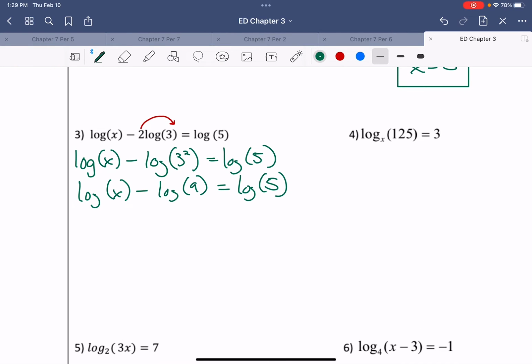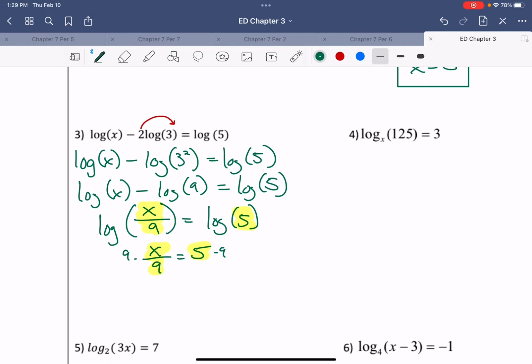Now we need to use laws of logs. Subtraction means divide. So you're going to have log of x divided by 9 equals log of 5. Once you have log of one thing equals log of one thing, the x over 9 must equal the 5, and then you can finish solving. So multiply both sides times 9, x is going to be 45. The logarithms do not disappear until you have one of each. On the next step, they disappear.